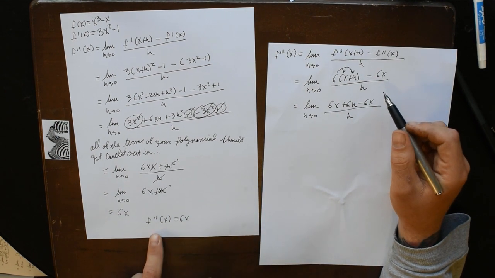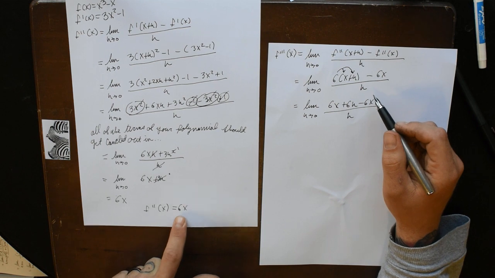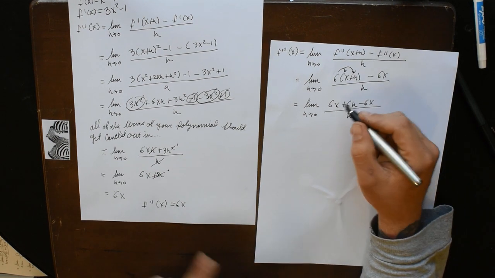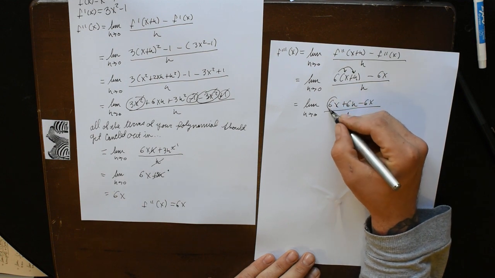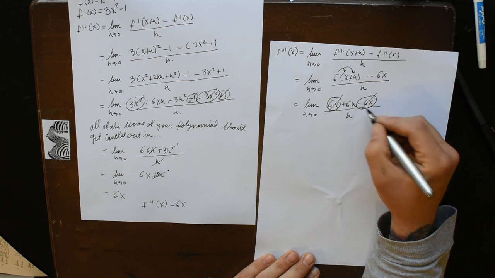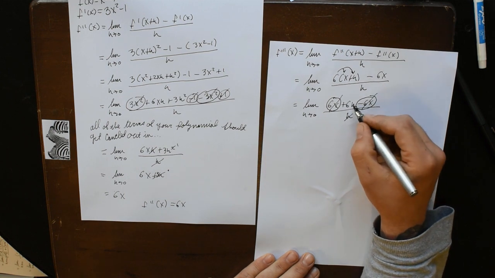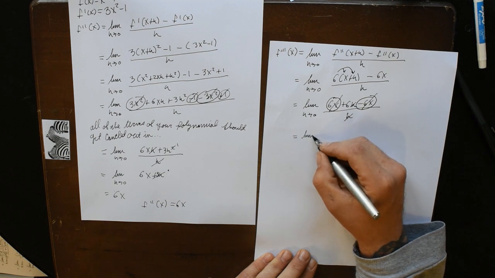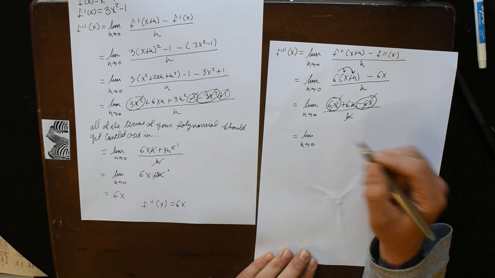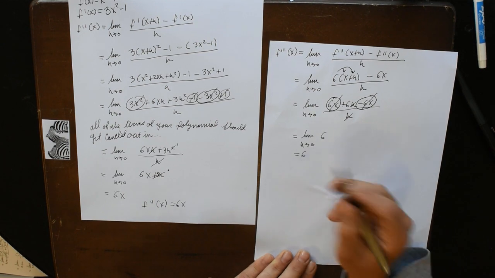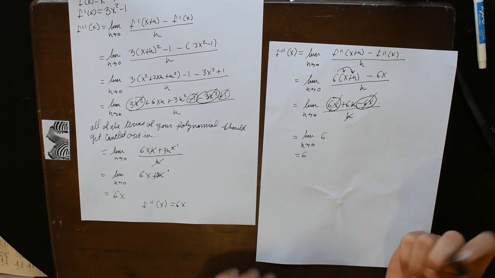Once again, we're taking the derivative of a polynomial, so all of the terms of our polynomial should cancel out in our derivative. 6x and a negative 6x, those will cancel. And we've got an h down here and an h up there, so those will cancel. So this whole thing reduces to the limit as h approaches 0 of 6, which is just equal to 6.